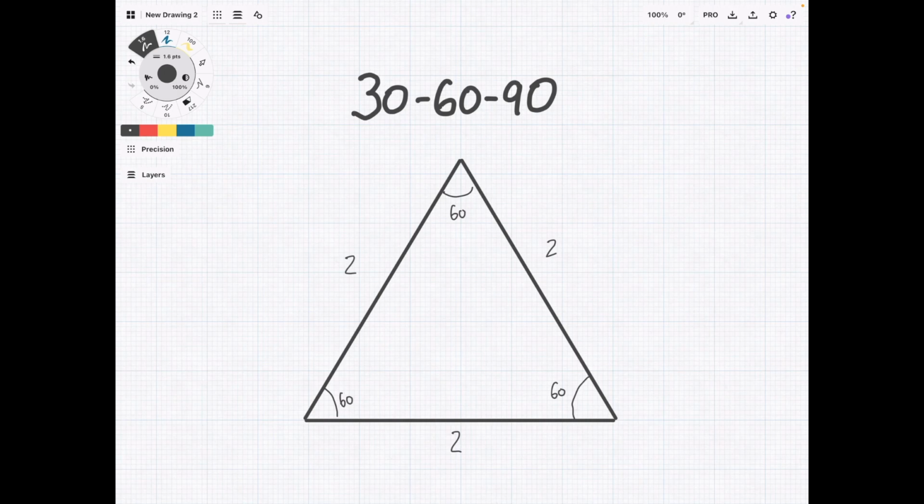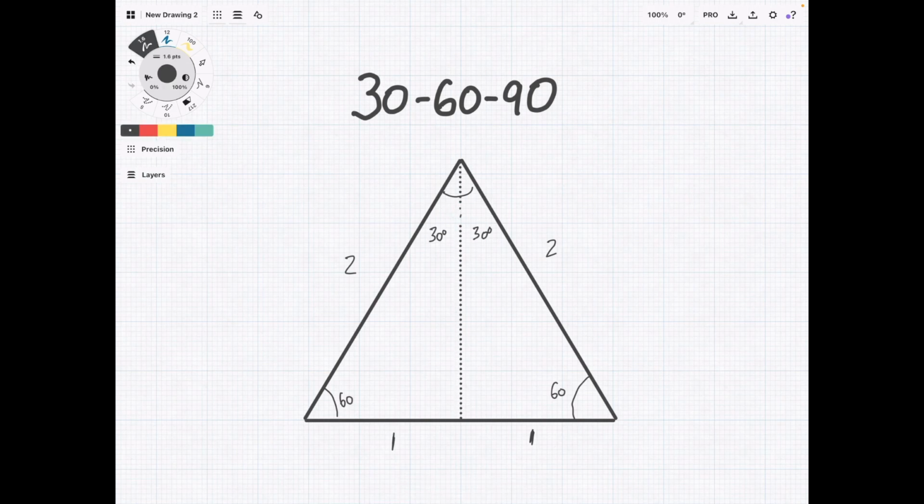Then what we're going to do is drop an altitude line from the top angle down to the bottom, and this effectively splits this angle here into two 30-degree angles, and it also splits the bottom two into 1 and 1. Alright, so we're going to erase that, and we'll also erase this.